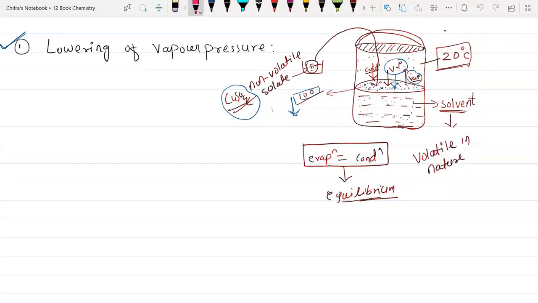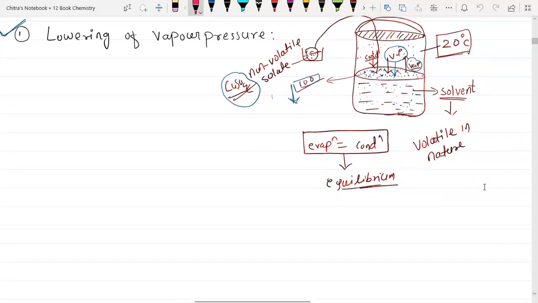So lowering of vapor pressure is one of the important colligative properties, you can say. We already went through colligative properties, right? Okay. So I'm going to write first what vapor pressure is. But before vapor pressure, let me write about equilibrium. What is equilibrium? Okay, so I'm writing equilibrium over here.